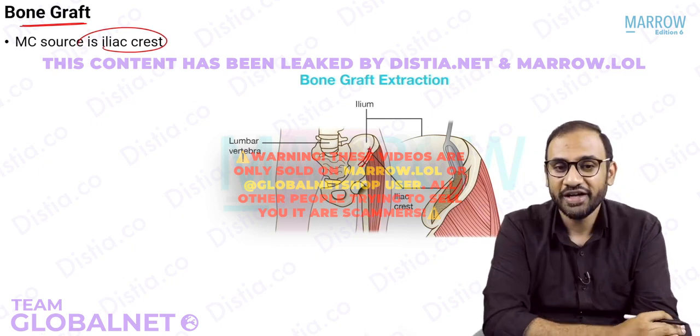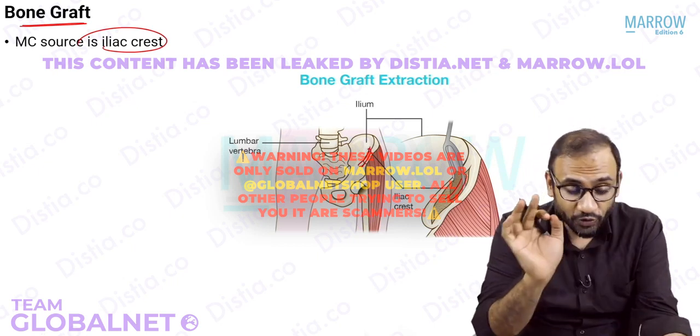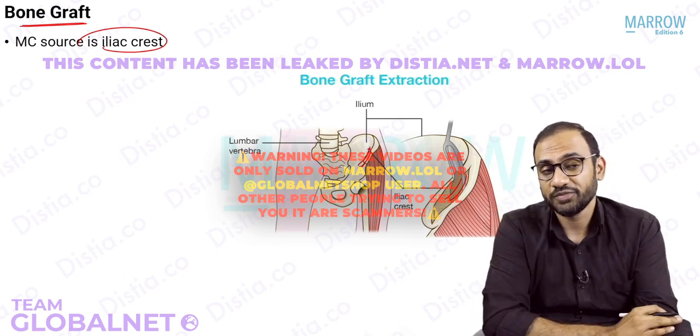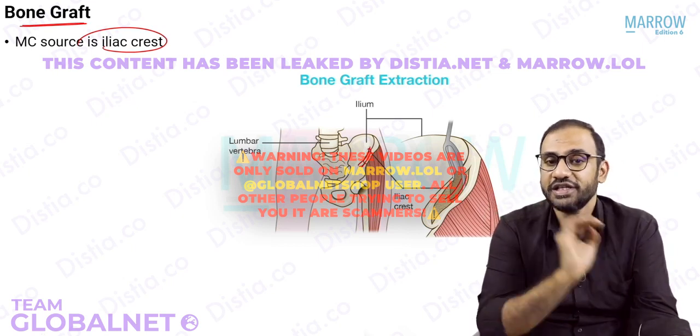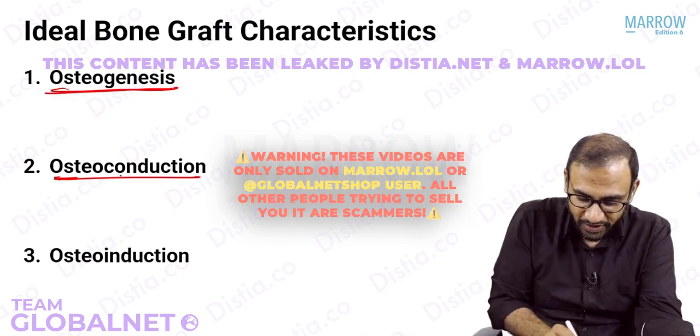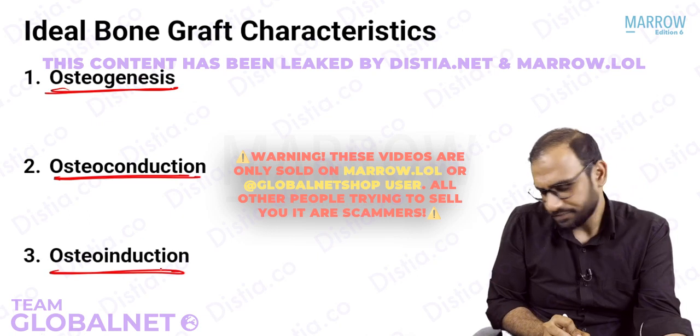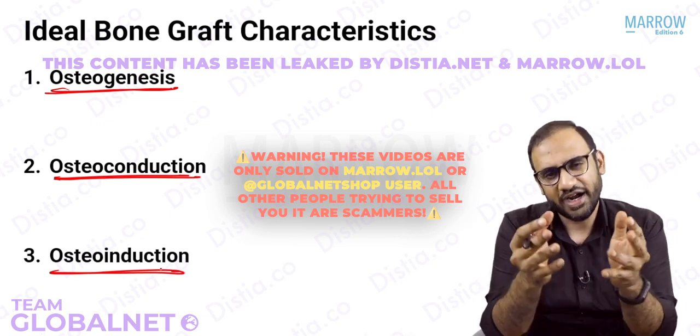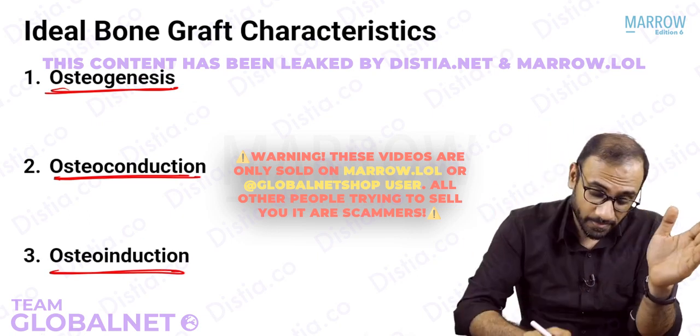Autologous bone graft has certain characteristics. So we need to know what the good characteristics of the bone are. The ideal bone graft should have these three characteristics: osteogenesis, osteoconduction, and osteoinduction. Again, first listen to me, understand, and then you can write the notes.